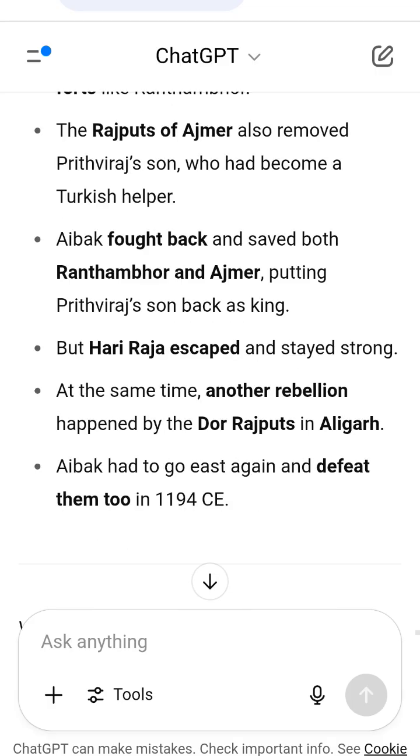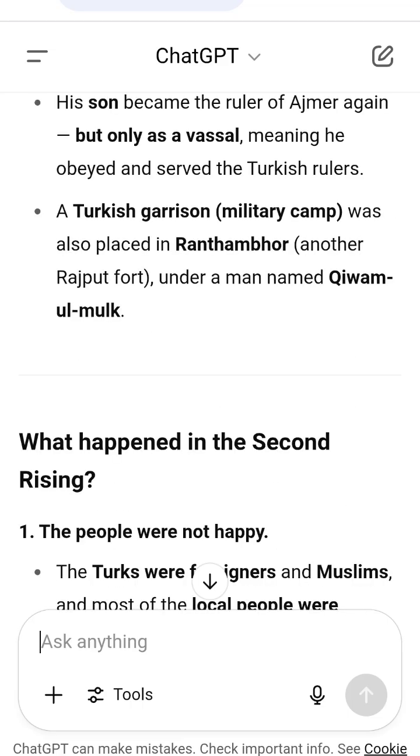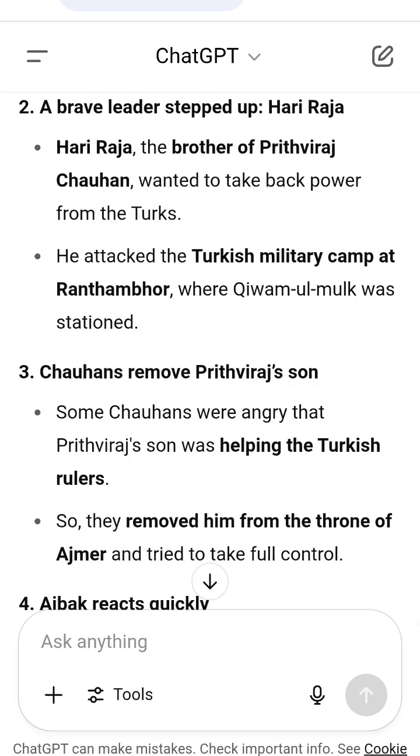6. Another rising happens at the same time. While all this was happening, another Rajput group rose up, the Dor Rajputs. This rebellion forced Aibak to cross the Yamuna River again. In 1194 AD, Aibak captured the city of Koil, modern-day Aligarh, to suppress this new revolt.